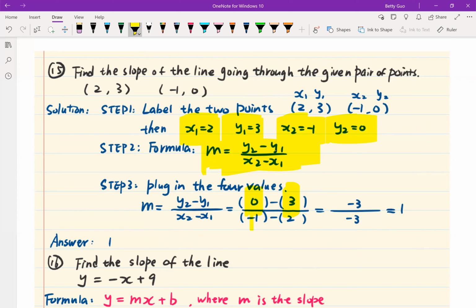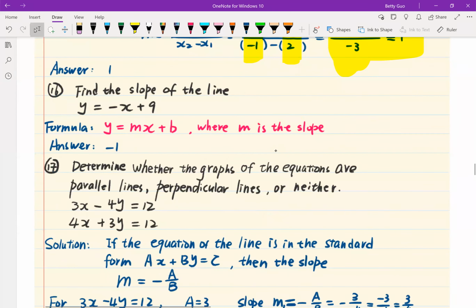Denominator, x sub 2 is negative 1. x sub 1 is 2. So the numerator 0 minus 3 is negative 3. Denominator negative 1 minus 2, negative 3 as well. Negative 3 over negative 3 gives you positive 1.